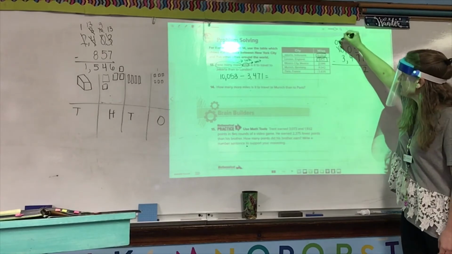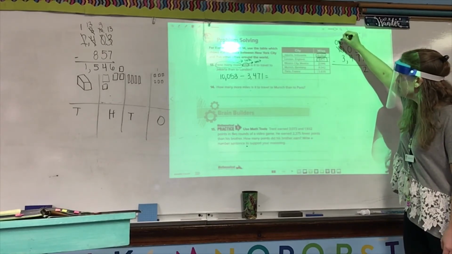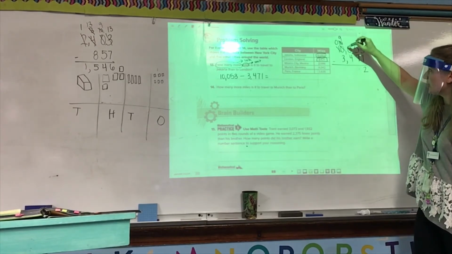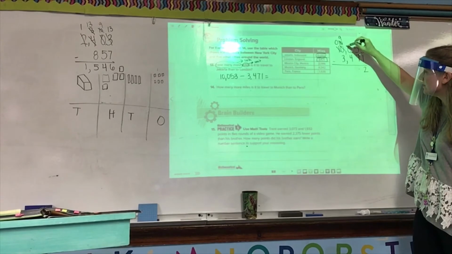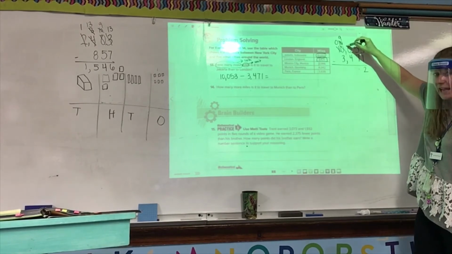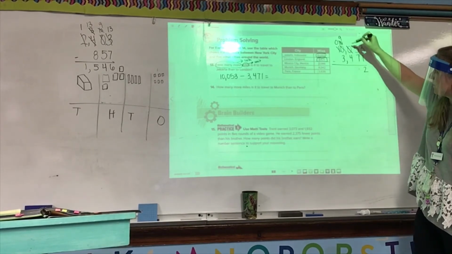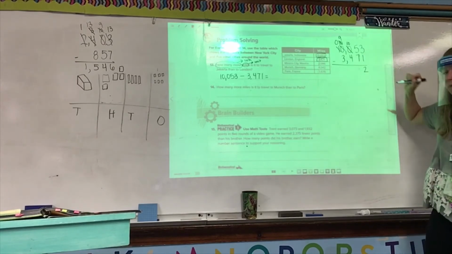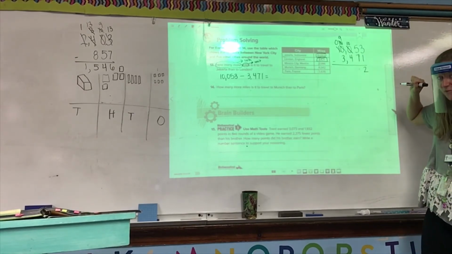How many thousands do I take away? 1. So I have how many left? 9. And I regroup it or turn it into how many hundreds? 10 hundreds. I have 0 hundreds. If I add 10 more, how many do I have? 10. Does that help me take 7 tens away from 5?